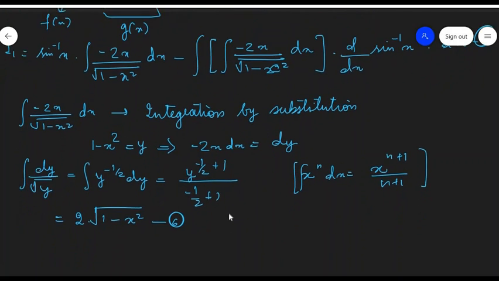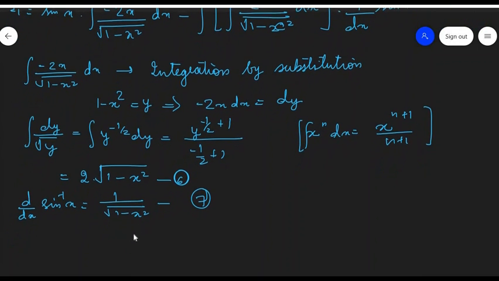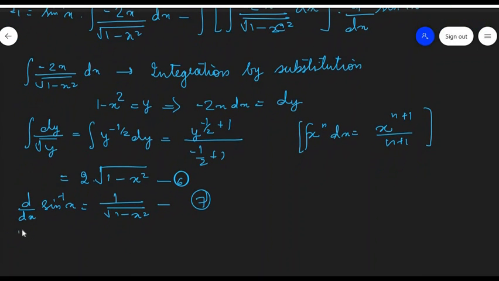Next I need to find out d by dx of sine inverse x. So d by dx of sine inverse x can be calculated directly using the identity. So that is d by dx of sine inverse x is 1 upon square root of 1 minus x square. Let's call this equation number 7. Now we need to put 6 and 7 back into 5 and proceed further. So I'm just going to scroll it a little bit. So putting 6 and 7 in 5.